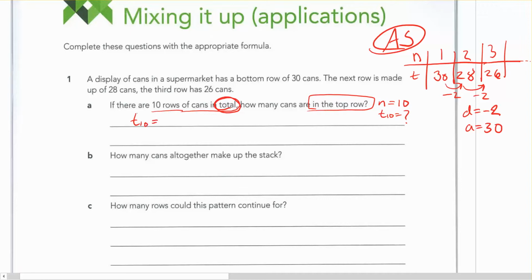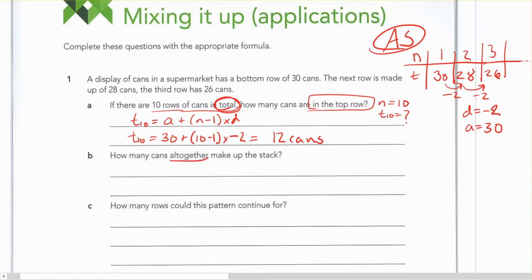So the number of cans on the 10th row is going to be equal to, my formula is a plus n minus 1 times d for arithmetic sequence. So a is going to be 30 plus 10 minus 1 times -2. And the total number of cans that I'll have on the 10th row is going to be 12 cans.